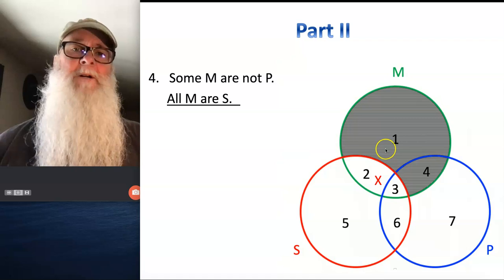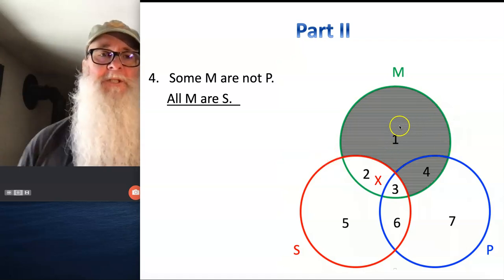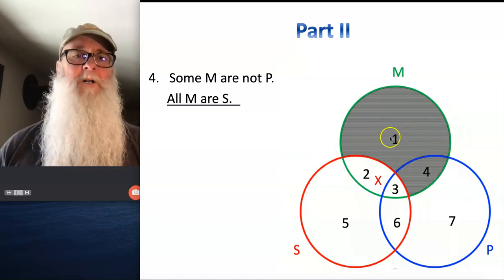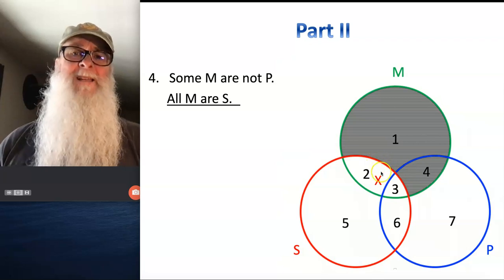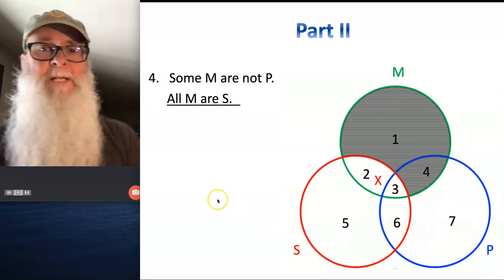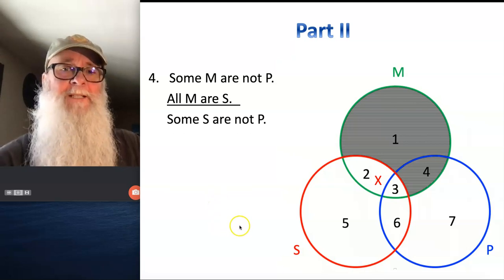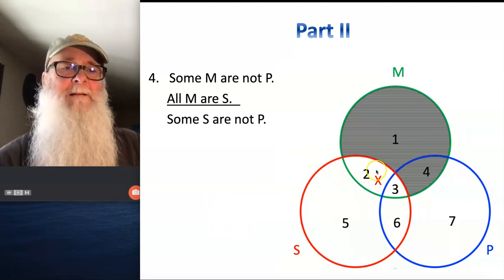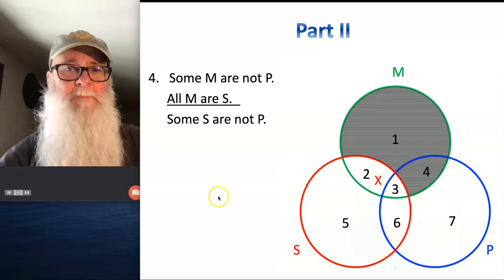When we assume some M are not P and all M are S, we're going to shade in areas 1 and 4 to show all M are S. And then we're going to mark an X right here in area 2 because that is going to indicate that this is an M that is not a P. Okay? So the conclusion that follows here is some S are not P. This X right here shows us there are some S that are not P.